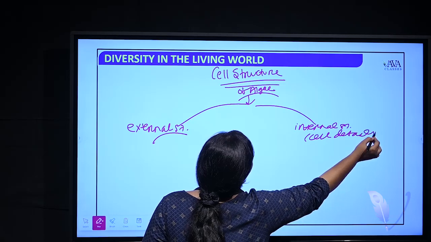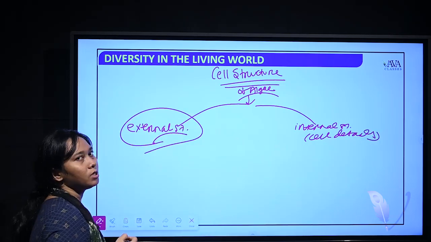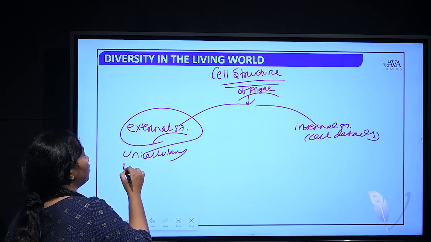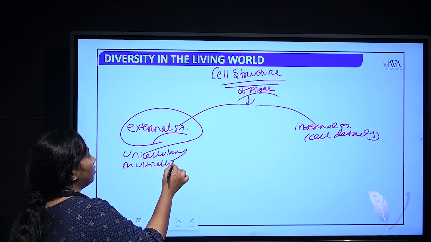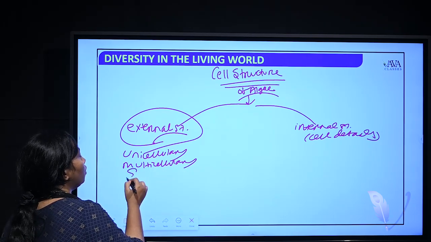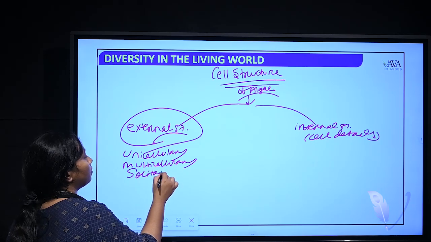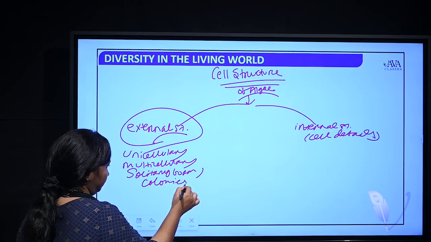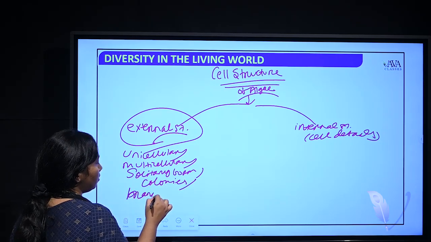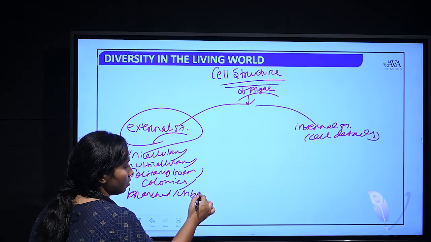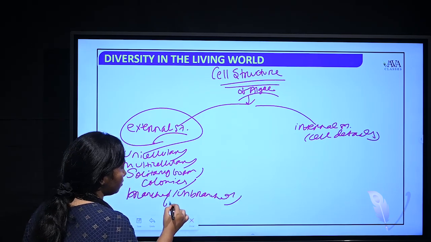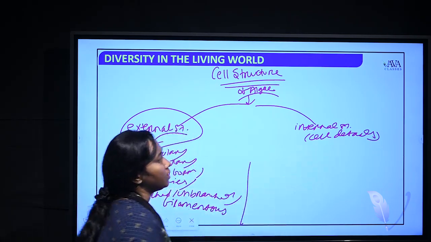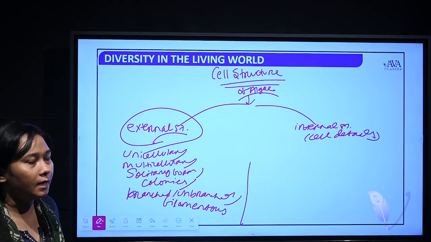We are studying about their cell details. External structure, we saw that they might be unicellular, they might be multicellular, they might remain in colonies or solitary form, branched, unbranched, filamentous, but here we will study about their cell details.